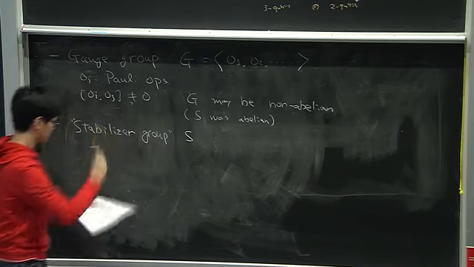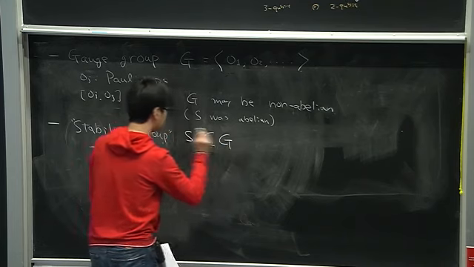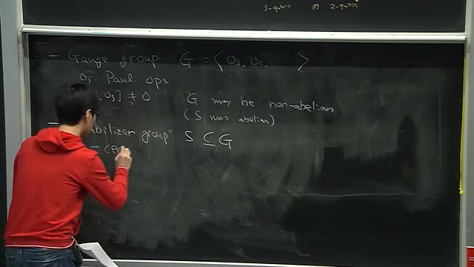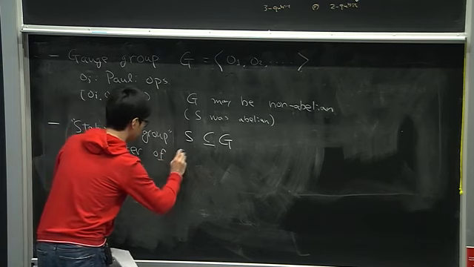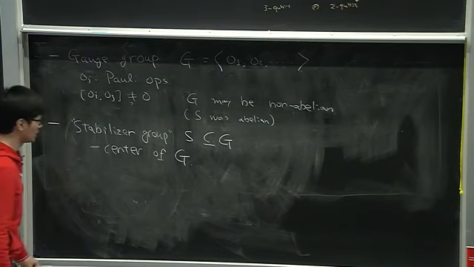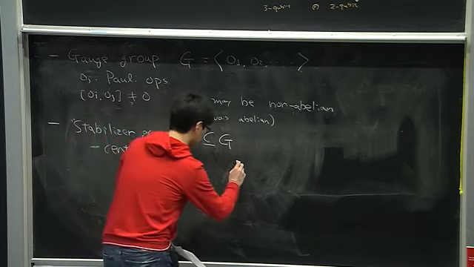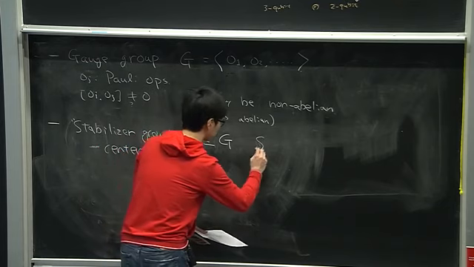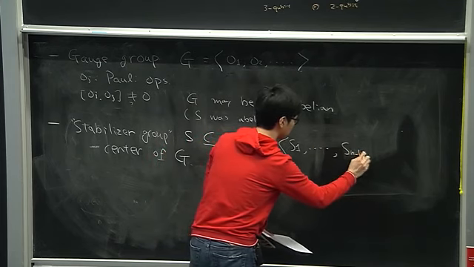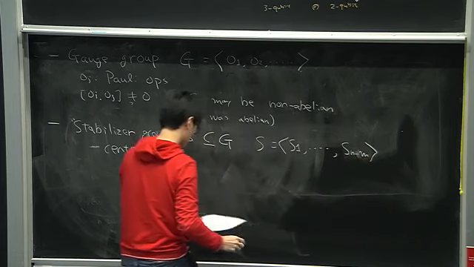Denoted by S. And then this is a subgroup of G. And it is a center of G. And center is just a technical way of saying that it's a subgroup of an abelian group. So, meaning that S can be generated by, where?